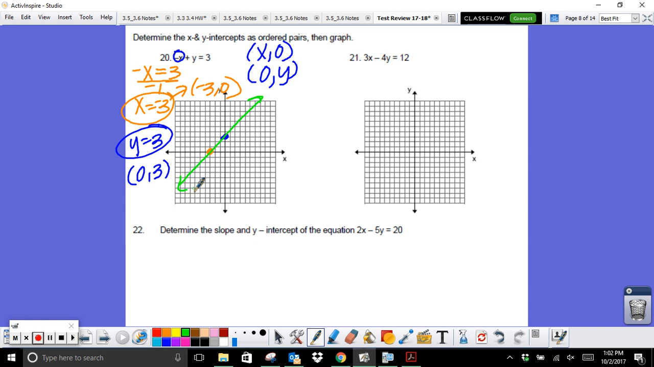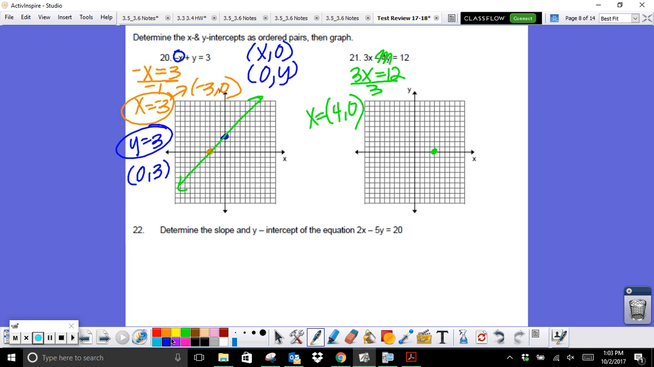Number 21, same thing. I'm going to do the cover-up thing here. So if I cover up the y, that leaves me with 3x equals 12. Divide by 3. My x-intercept is going to be 4, 0. So 1, 2, 3, 4. I'm going to put that on my x-axis.